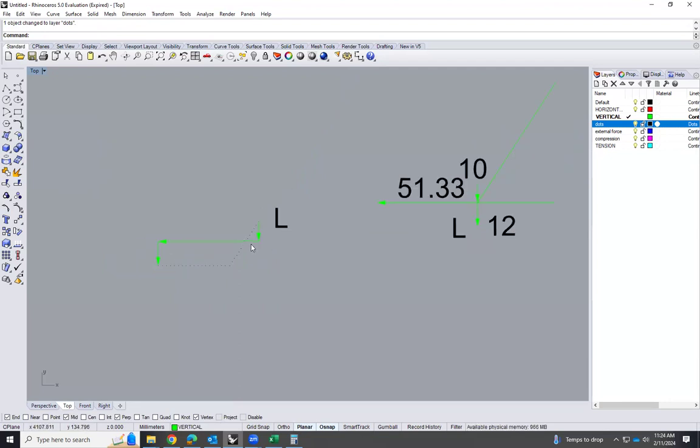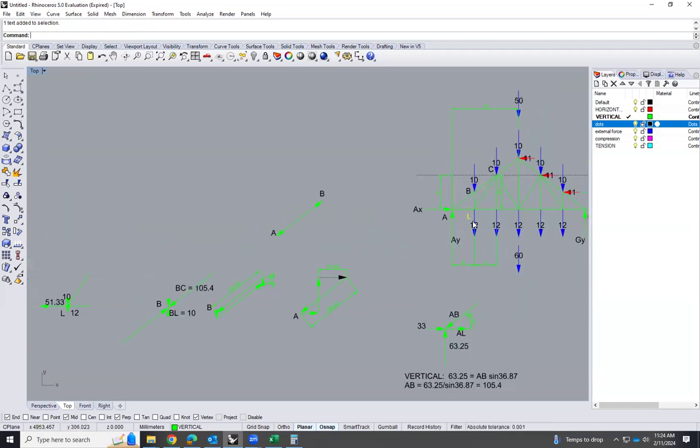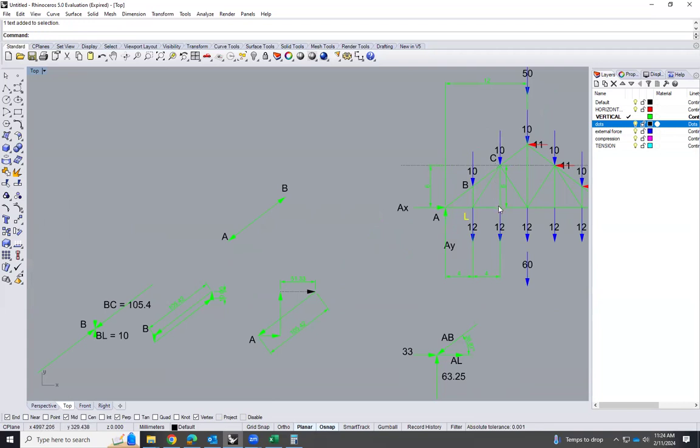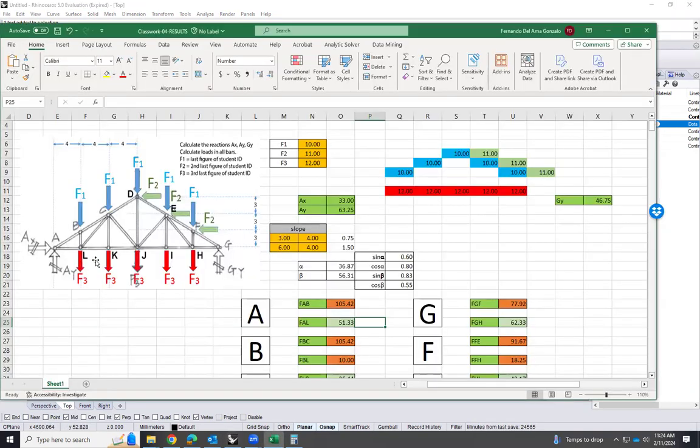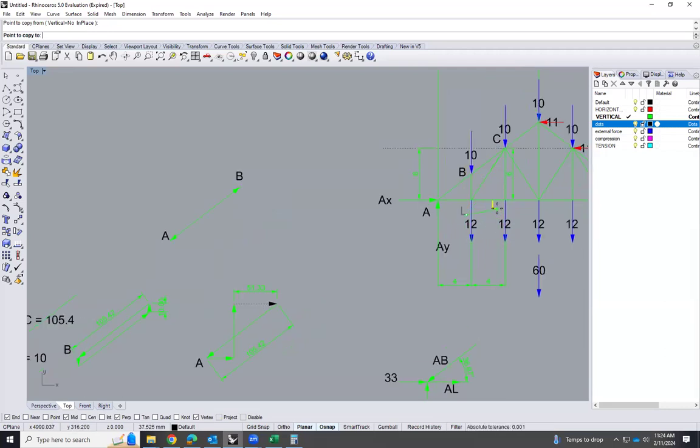So the first force goes down, the second goes left, the third goes down. So this bar is going to go in this direction. Okay, so this has to go in this direction, and that bar will be L, A, B, C, L, LK. So that point here is LK.